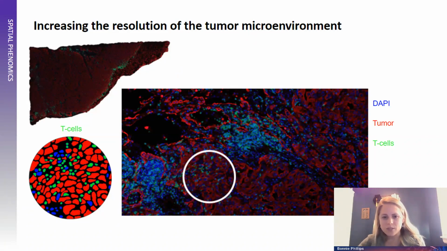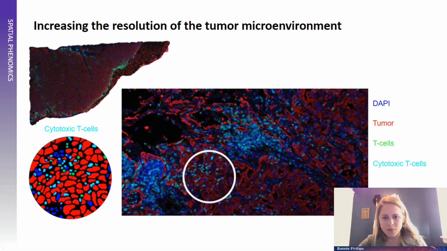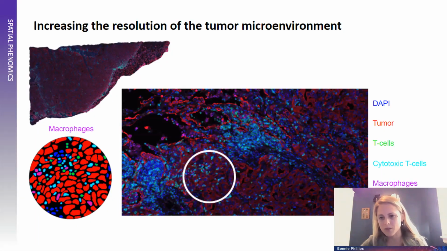So next, we're going to further differentiate these T cell populations. And we're going to do this by adding a marker for CD8, which is a cytotoxic marker, and here it's shown in cyan. And what we can see is that there are quite a few of these cytotoxic T cells that have infiltrated into the tumor environment. And then this is going to be next paired with a stain to identify macrophages, which will be shown in magenta, and this will be for CD68.